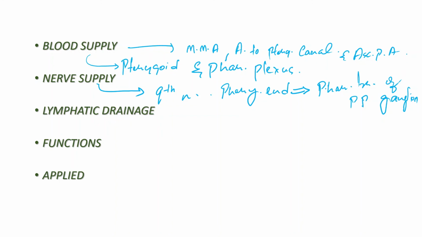Next, the lymphatic drainage. The lymphatics of the tube drain into the retropharyngeal and the deep cervical group of lymph nodes. Retropharyngeal and the deep cervical group of lymph nodes.